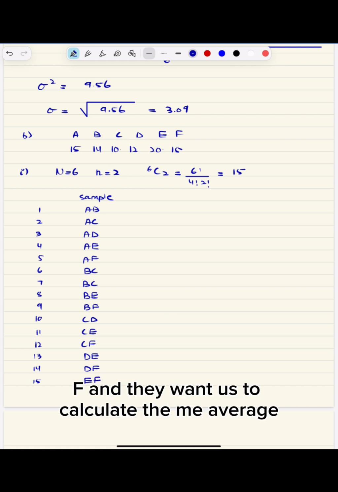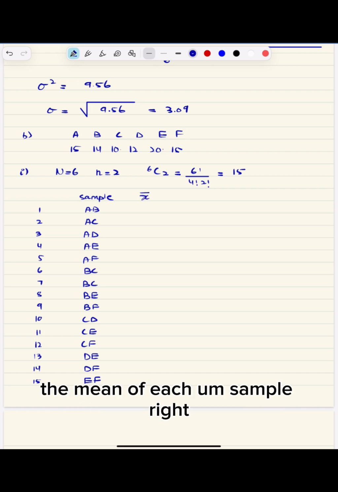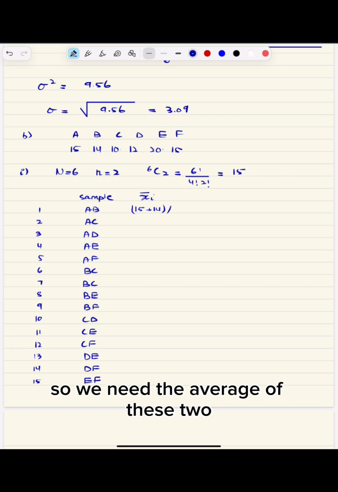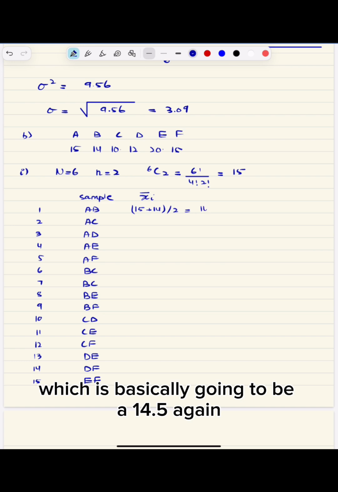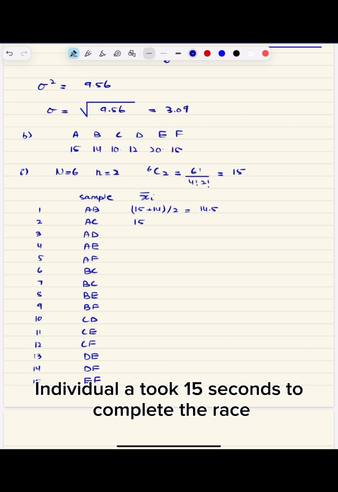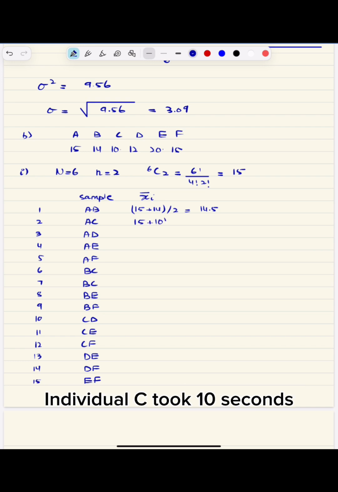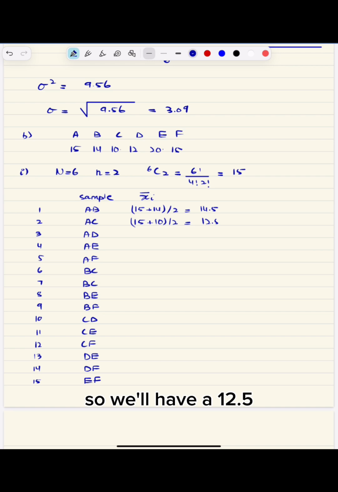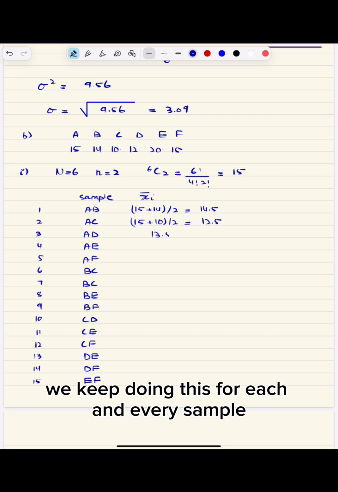And they want us to calculate the average, the mean of each sample, right? So individual A took 15 seconds and individual B took 14 seconds. So we need the average of these two, which is basically going to be 14.5. Again, individual A took 15 seconds to complete the race, individual C took 10 seconds, and we need the average because we want to compute the sample mean. So we'll have 12.5. We keep doing this for each and every sample.